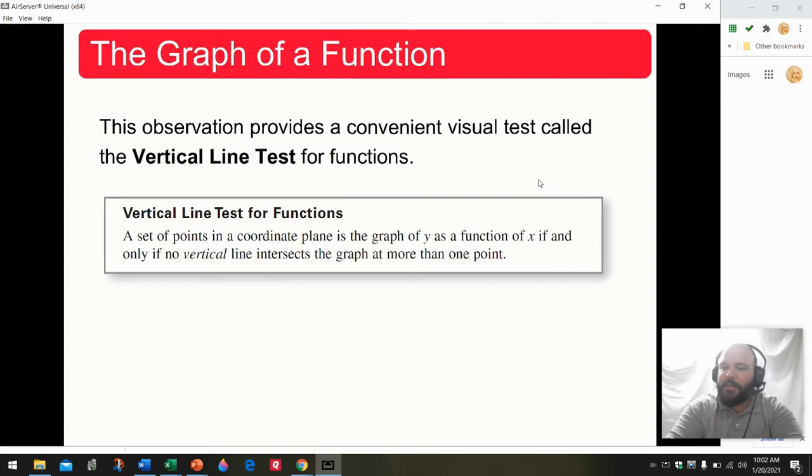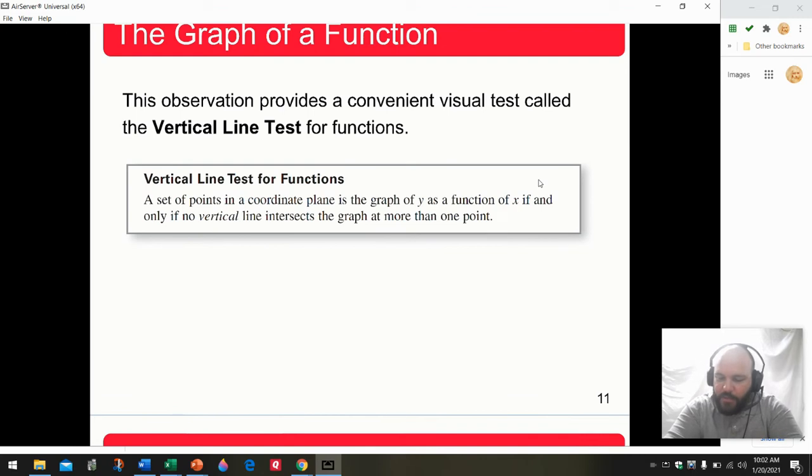And what will happen is if you would plot two ordered pairs that have the same x value, they will line up vertically. And therefore, if you pass a vertical line through them, that vertical line intersects those 2 points at the same time, and it fails to be a function. So it says a vertical line test for functions, a set of points in a coordinate plane is the graph of y as a function of x, if and only if no vertical line intersects the graph at more than one point.